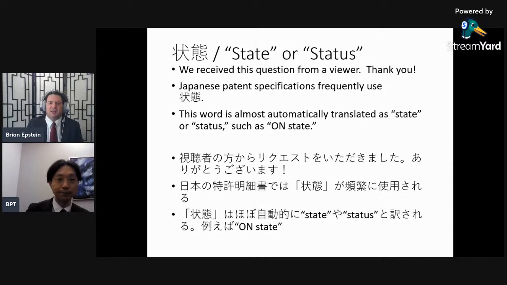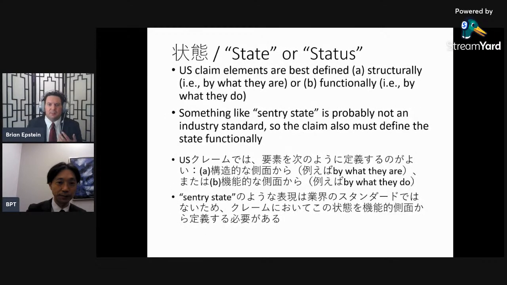So my understanding is that Japanese patent specifications frequently use the word jotai, and that commonly this word is almost automatically translated as state or status, such as on state. And before we start addressing how to translate that, we need to walk through some U.S. practice.